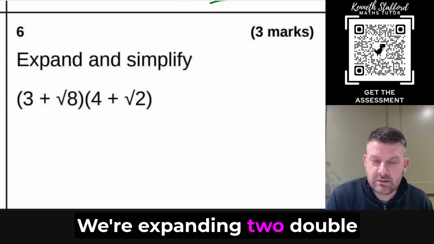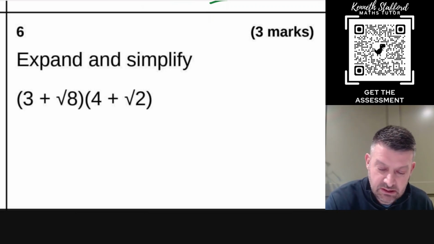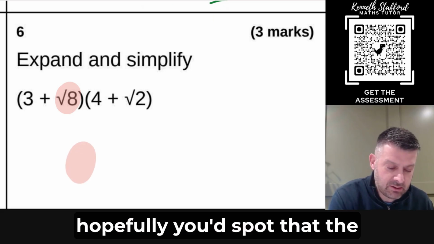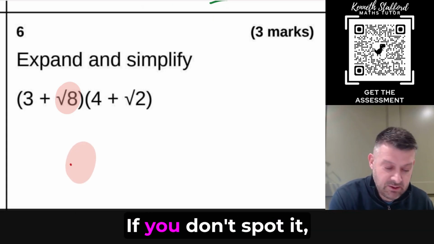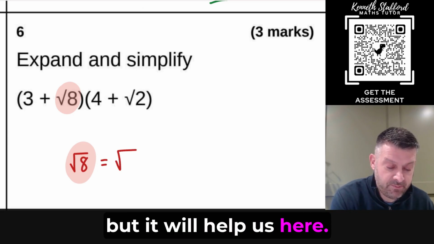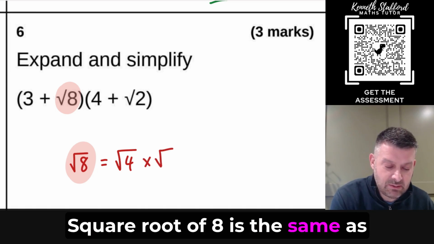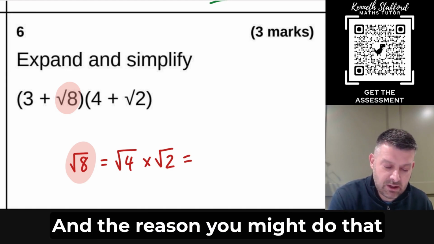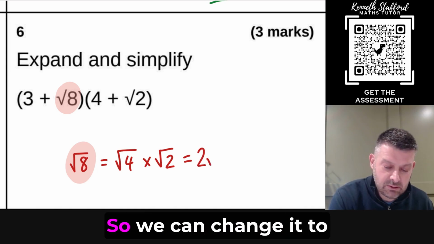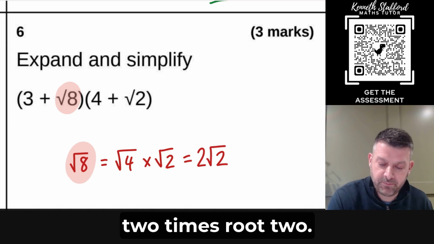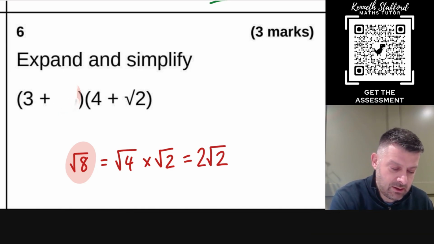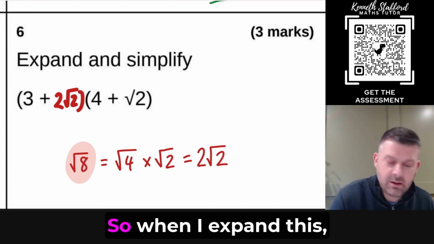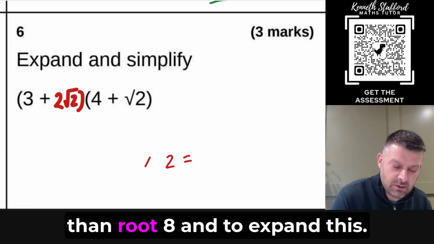Question 6, we're expanding 2 double brackets, and this involves surds. And before we get into expanding the brackets, hopefully you'd spot that the square root of 8 can be simplified. If you don't spot it, it doesn't matter, but it will help us here. Square root of 8 is the same as the square root of 4 times the square root of 2. You're allowed to break it up like that. And the reason you might do that is the square root of 4 is 2. So we can change it to 2 times root 2. So what I'm actually going to do is put that in there. Just going to override that and put 2 root 2 there. So when I expand this, I'm going to use that rather than root 8.